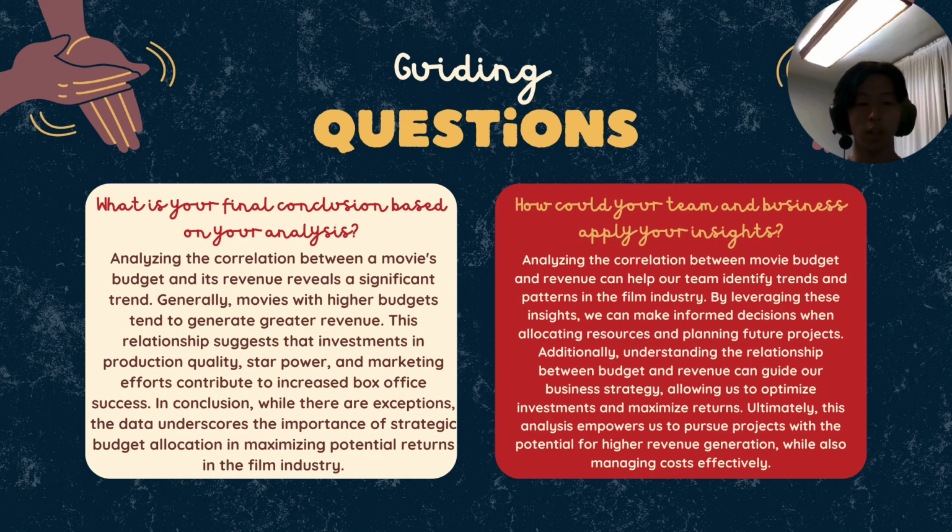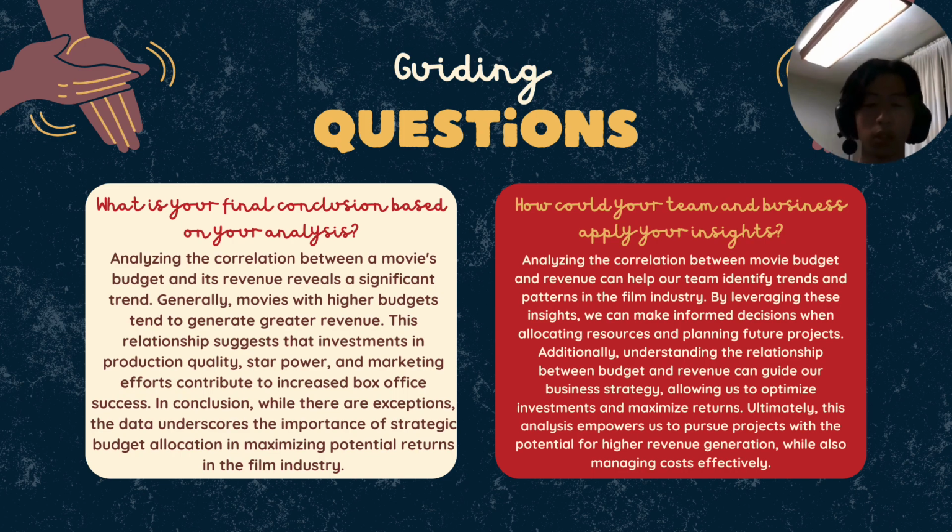Step 6, Share. Here are our guiding questions. What is our final conclusion based on our analysis? Analyzing the correlation between movies, budgets, and revenue reveals a significant trend. Generally, movies with higher budgets tend to generate greater revenue. This relationship suggests that investments in production quality, star power, and marketing efforts contribute to the increased box office success. In conclusion, while there are exceptions, the data underscores the importance of strategies, budget allocations, and maximizing potential returns in the film industry.